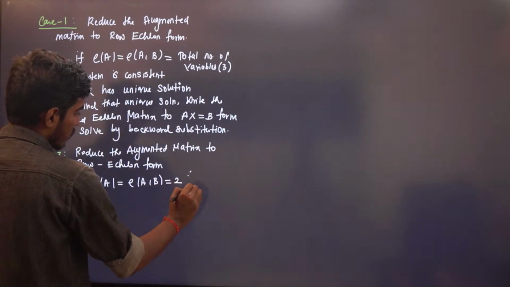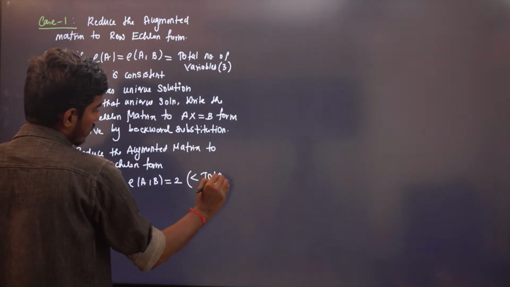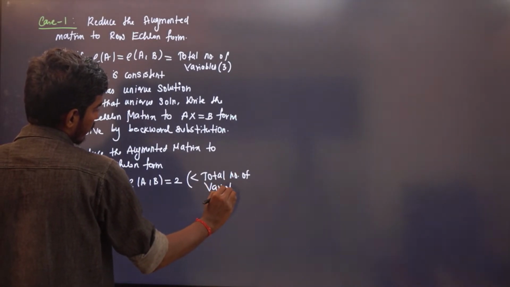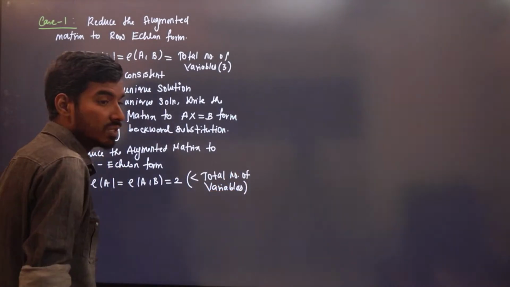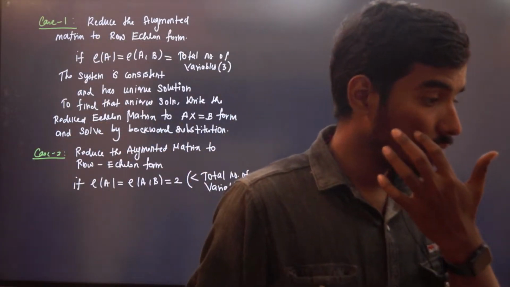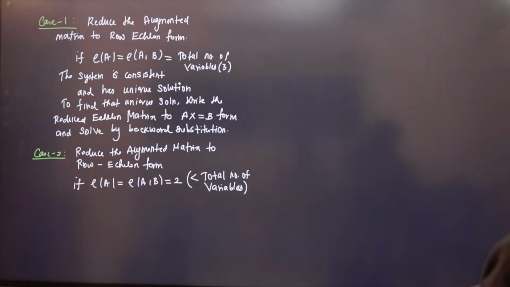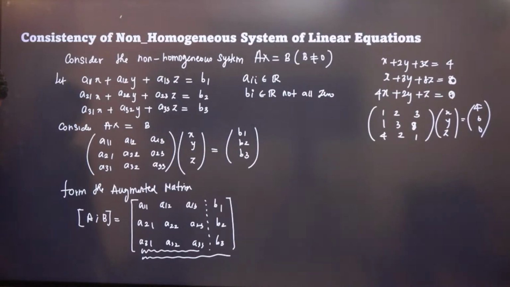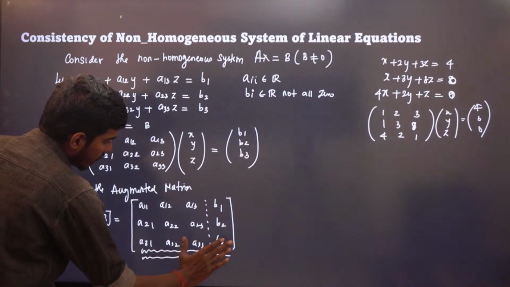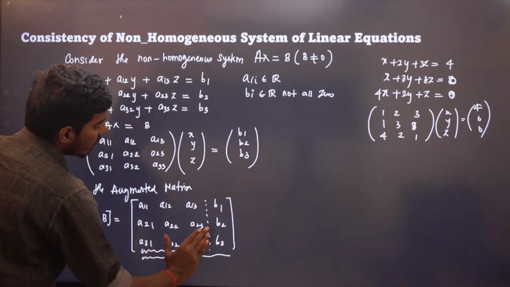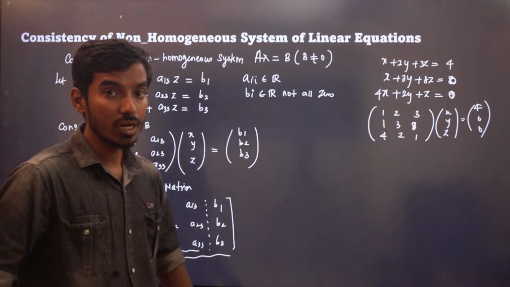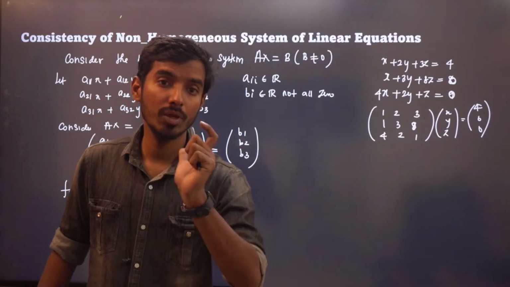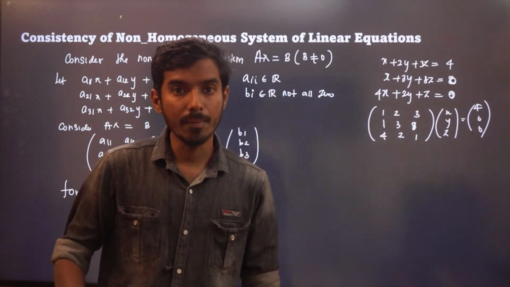That is less than total number of variables, right? See, we are talking only for 3 variables. If you have 4 variables and if both the ranks are equal to 3, suppose you are reducing to row echelon form and comparing rank of A and rank of A comma B. If both are equal to 3, then it has a unique solution. How to find that solution? You write the reduced echelon matrix in Ax equal to B form and solve by backward substitution.